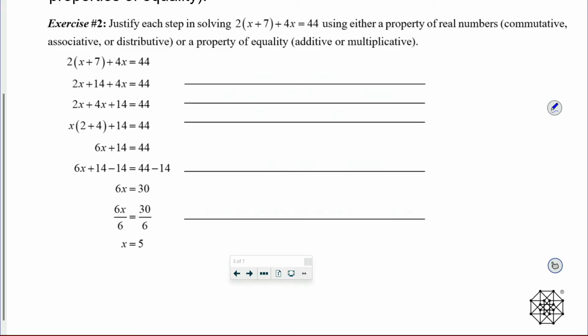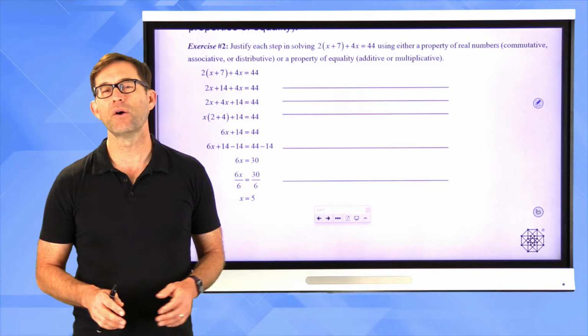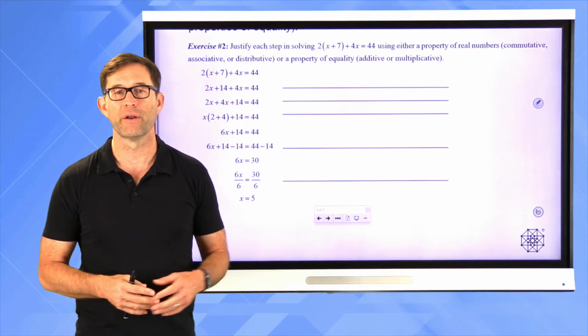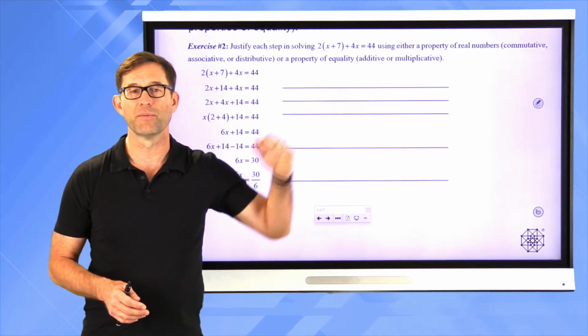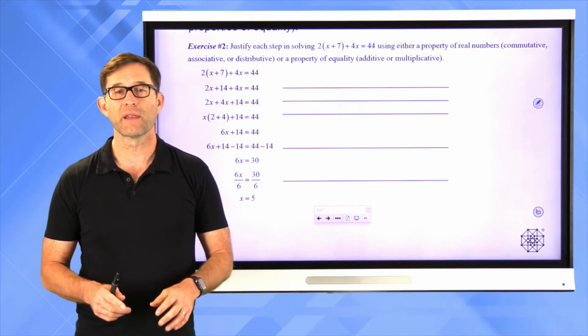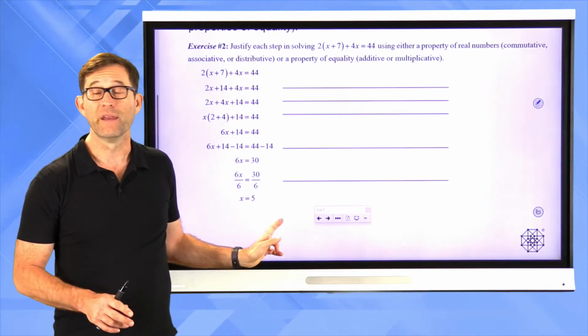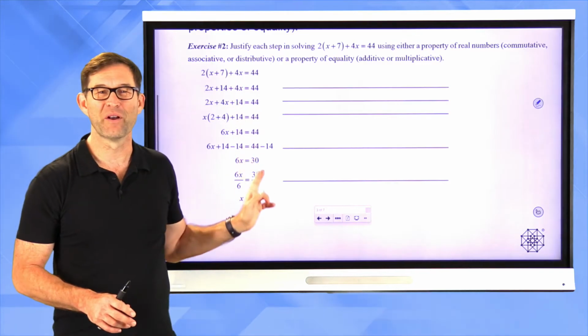Justify each step in solving 2 times the quantity x plus 7 plus 4x equals 44 using either a property of real numbers, commutative, associative, or distributive, or a property of equality, additive or multiplicative. So in other words, here they don't want you to really say the subtraction property of equality or the division property of equality, just either addition or multiplication. So what I'd like you to do is look at this equation solving that's happened here, even if you wouldn't necessarily put in every one of these steps.